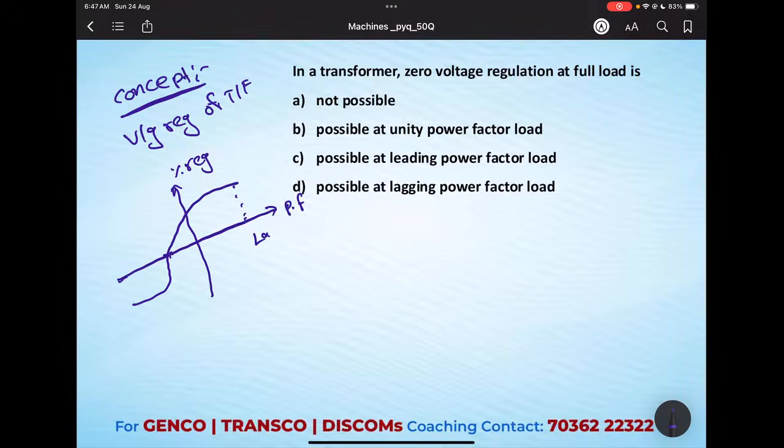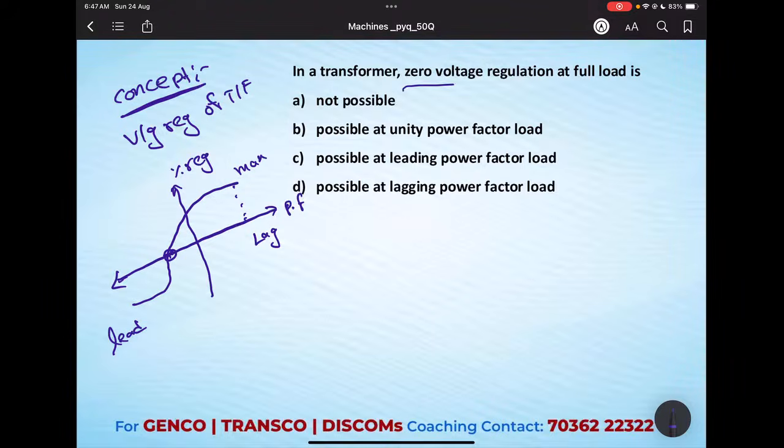This is lagging power factor, this will be the leading power factor. The voltage regulation is going to be 0 for a leading power factor load, and it is going to be maximum for lagging power factor. Okay, let's see the options.